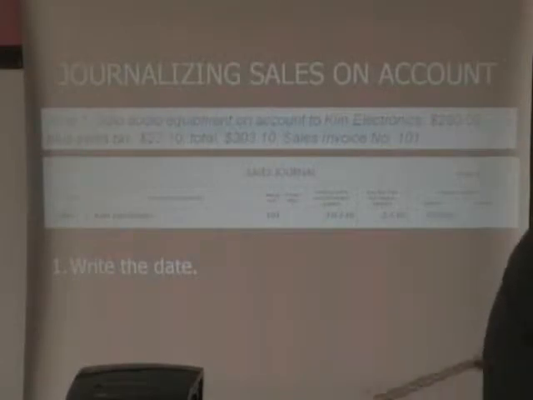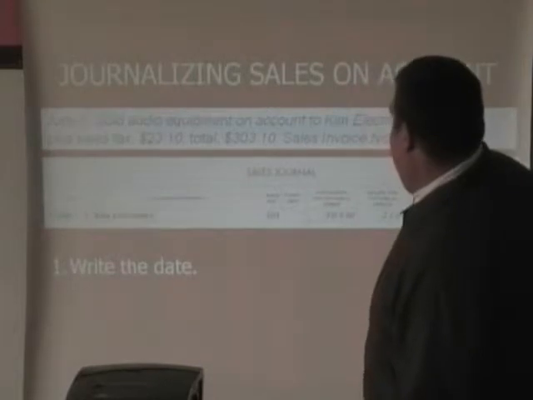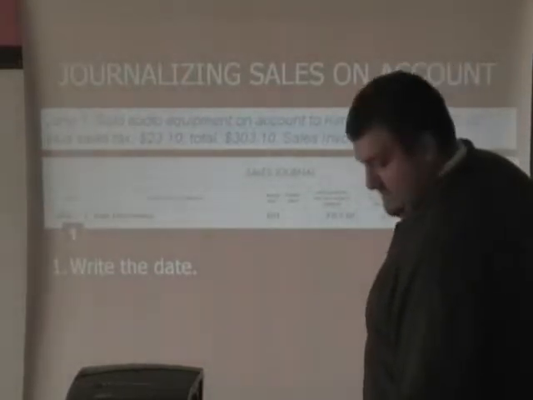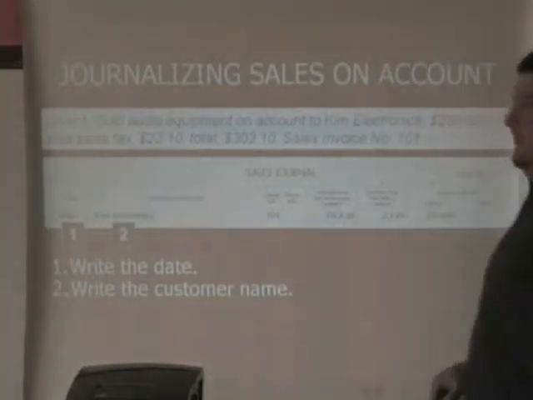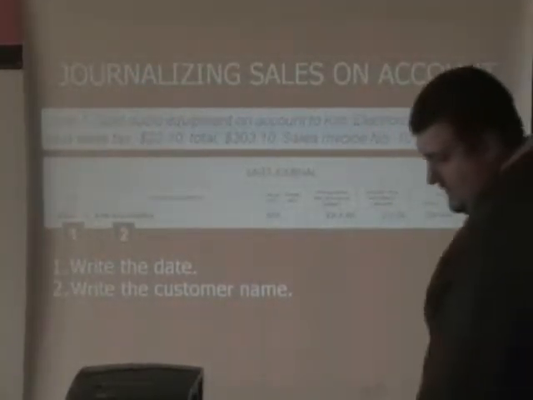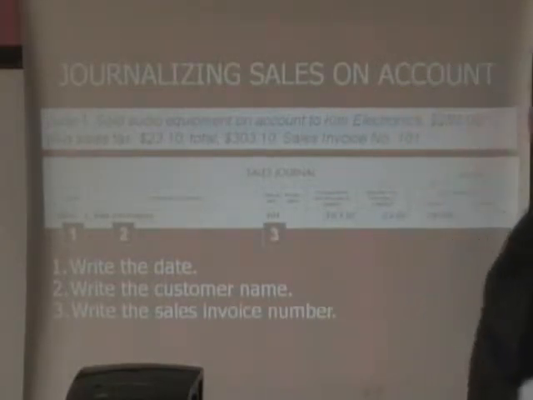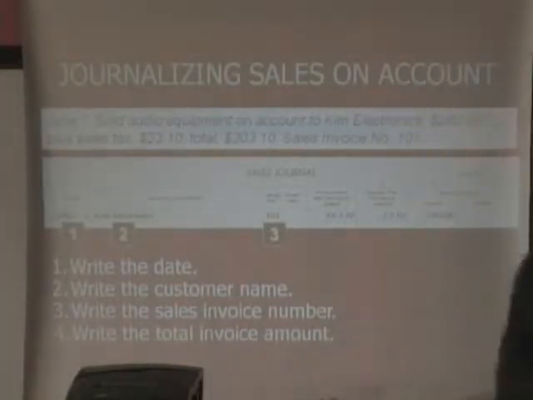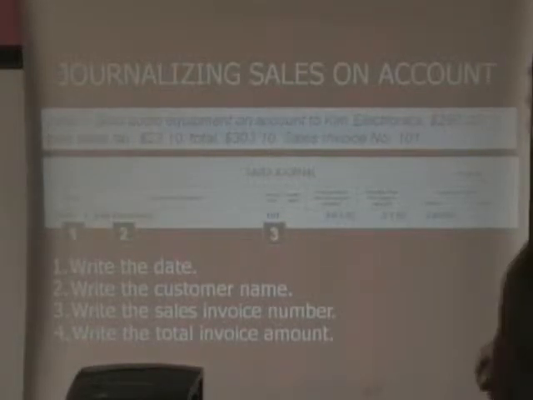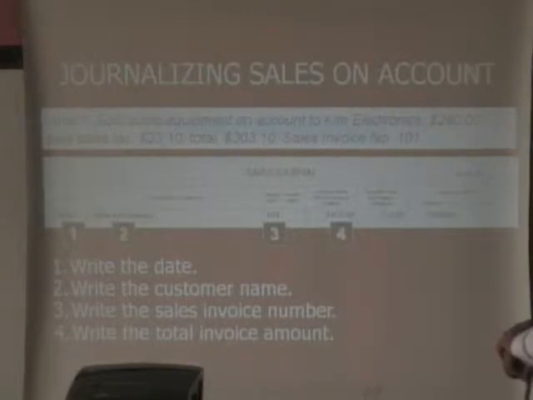All right, first, as usual, we write our date. There it is. Second step, write the customer name. In this case, it's Kim Electronics. You have your third step, write the sales invoice number. Step 4, write the total invoice amount, which is everything is going to be accounts receivable debit.